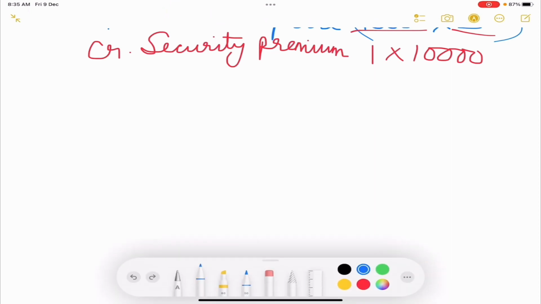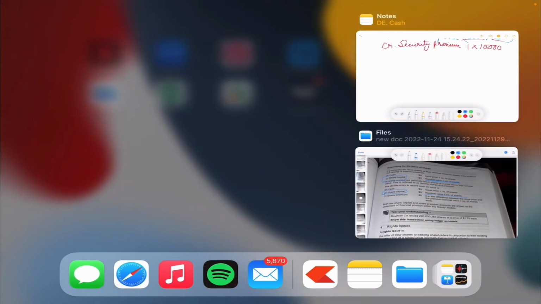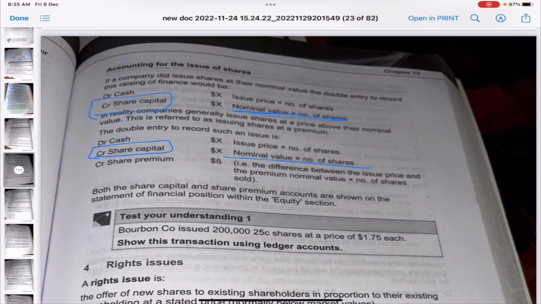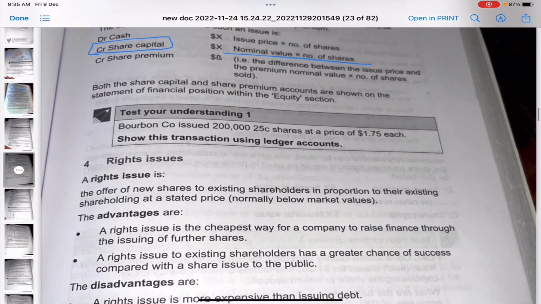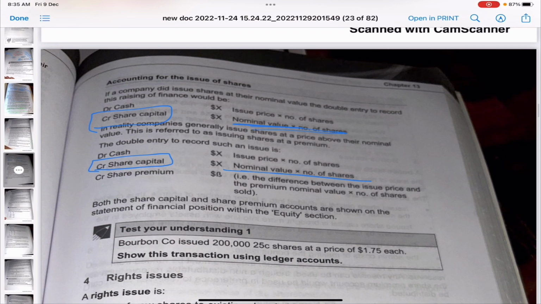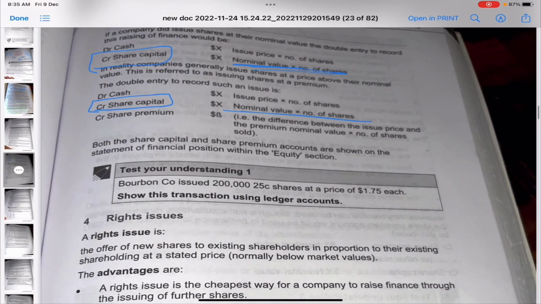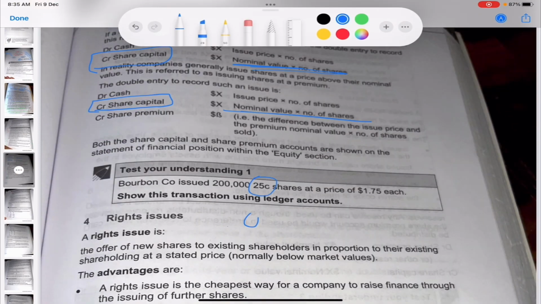So let's go back to the book. Okay, let's do the question. Bourbon Company issued 200,000 25c shares. 25c is nothing but 25 cents, which is $0.25, at a price of 1.75 each. Take a moment and try to solve it. I'll discuss in a second.